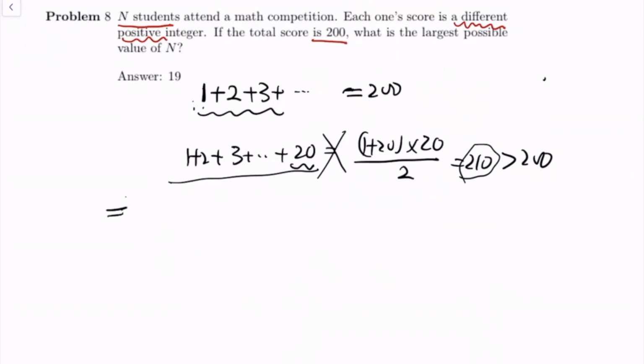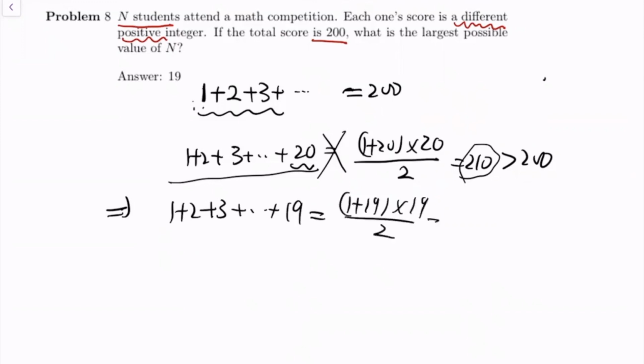How about 19? If it's 19 people, then I get 1 plus 19 times 19 divided by 2, so it's 190. This will be less than 200, which is okay. So having 19 people will work.